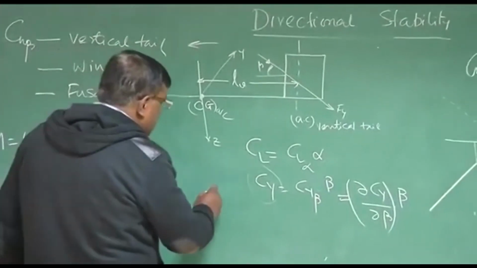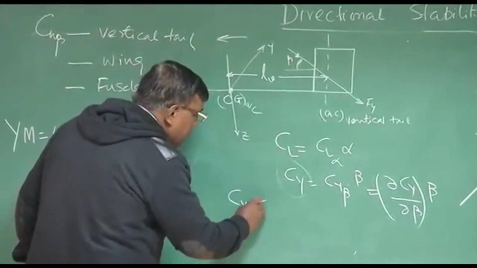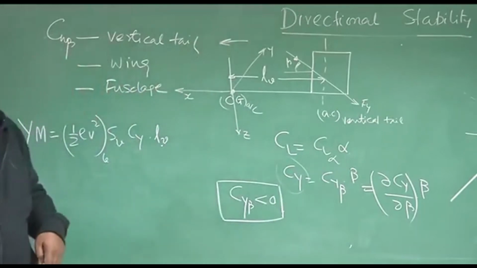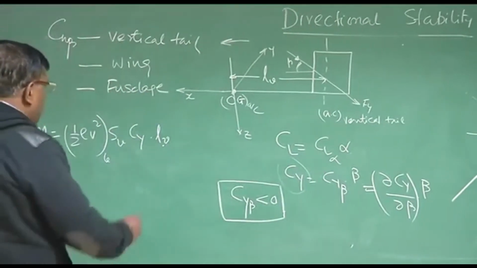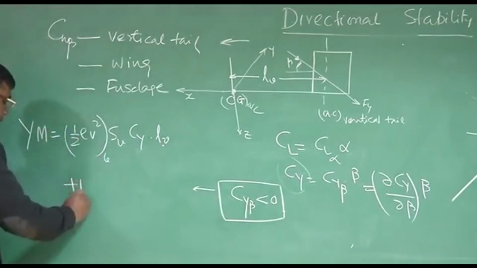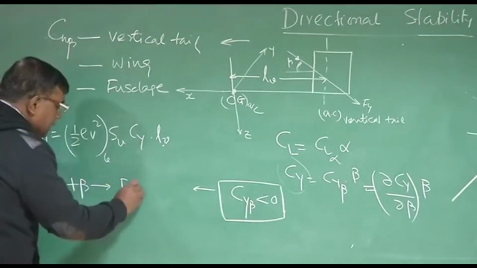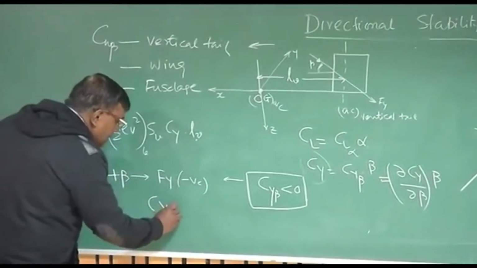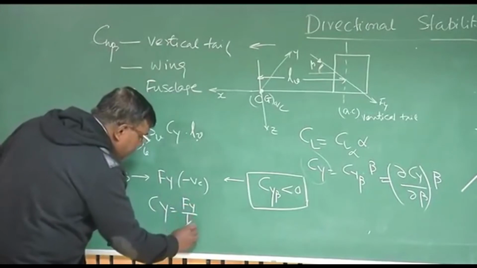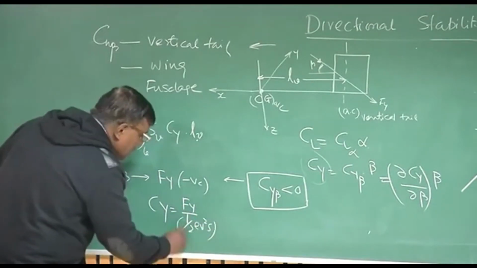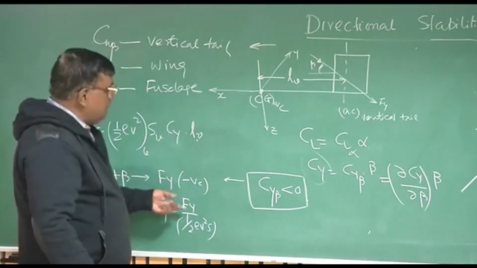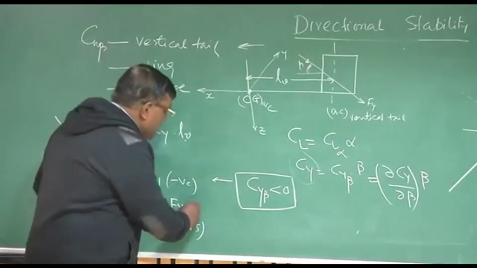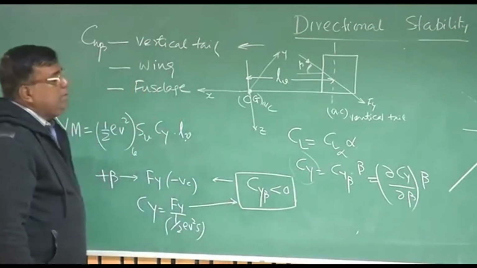So I can understand from here that the sign of Cy beta is less than 0, because for a positive beta, the Fy is negative. Why is this less than 0? We know for a positive beta, Fy is negative, and Cy is Fy by half rho V squared S. And of course, Cy beta means just take one derivative. So naturally, if Fy is negative, then Cy beta automatically becomes negative.